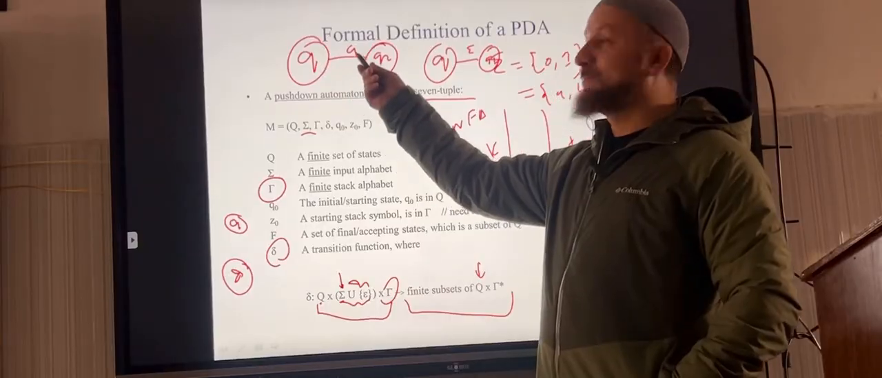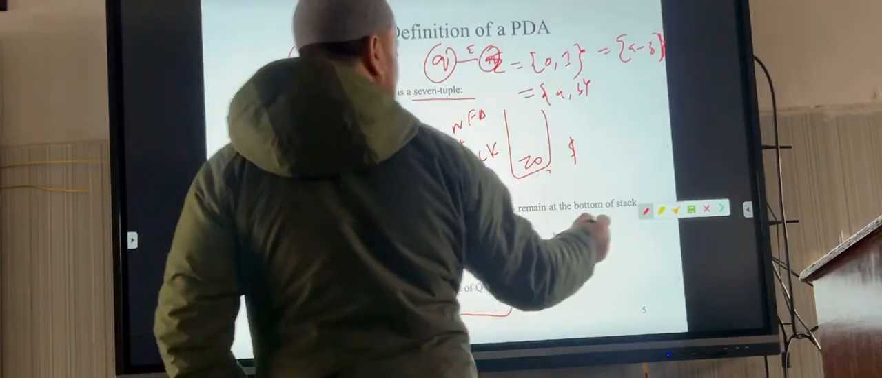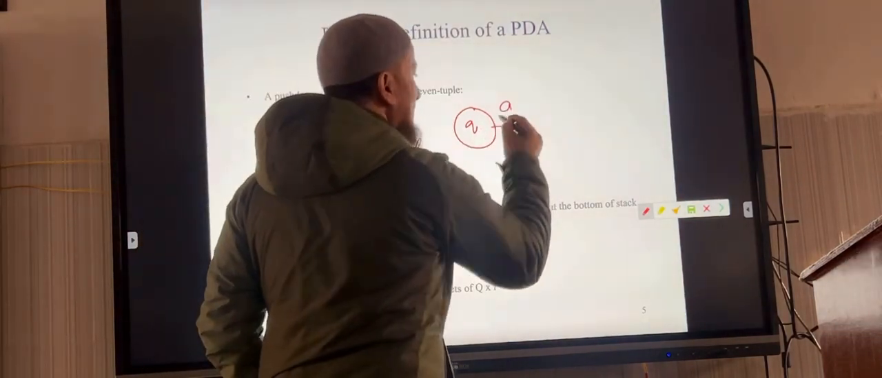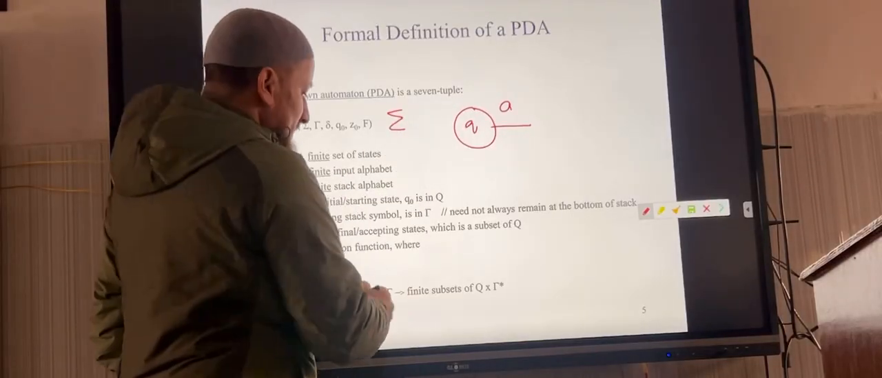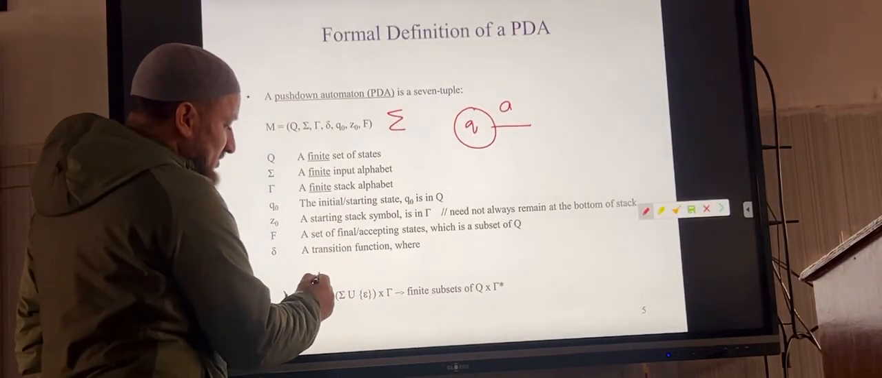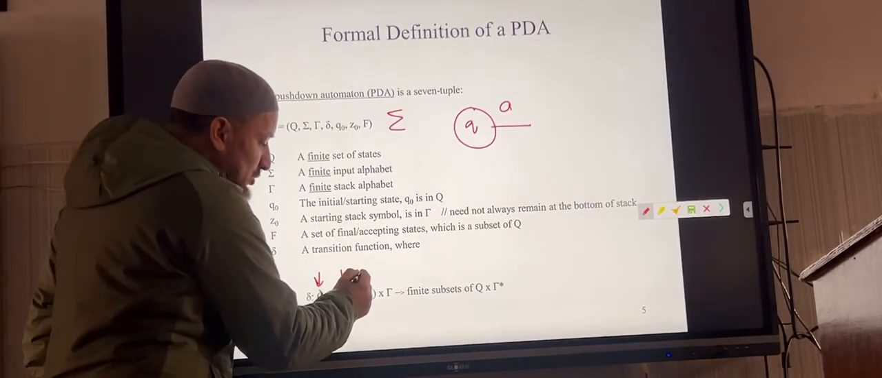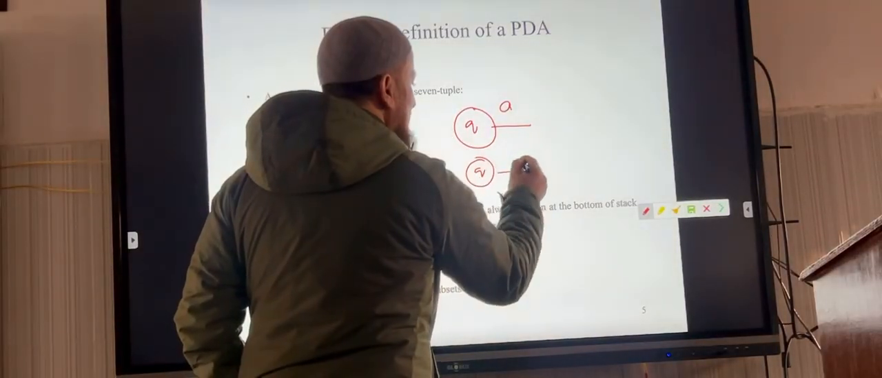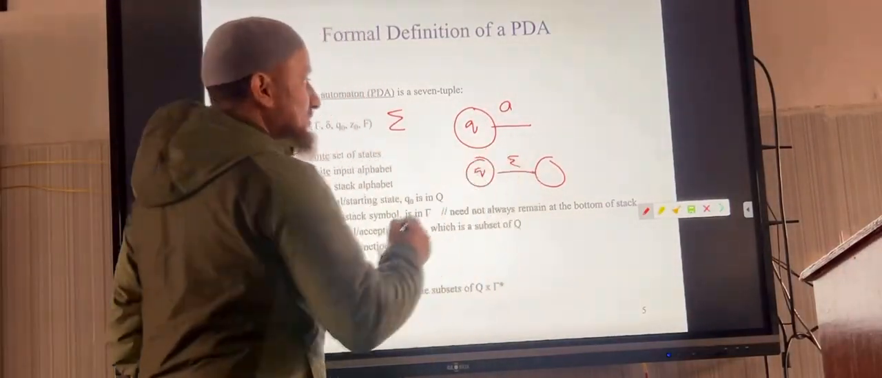If I explain it like this, you are on some state, let it be Q, and you are receiving some input A. This A should belong to sigma, or you may receive nothing. It could be that without input you go to some other state, which means you are receiving epsilon.